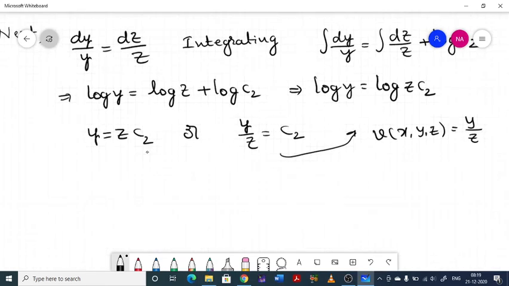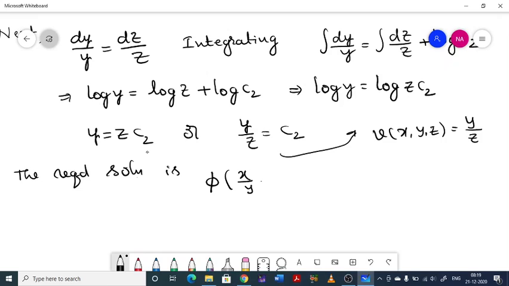The required solution is phi of u, that is x by y, comma v, that is y by z, equal to 0. This is the required solution.